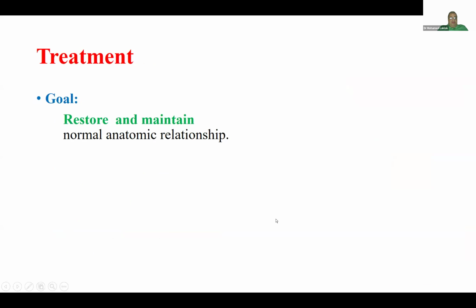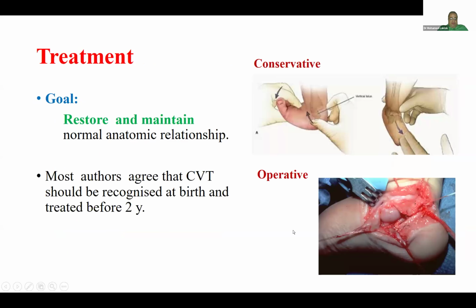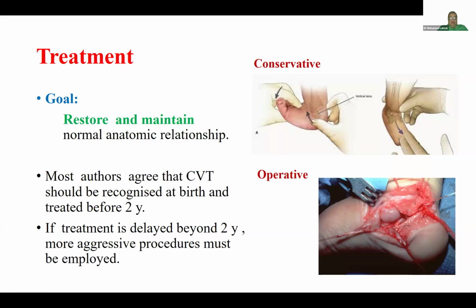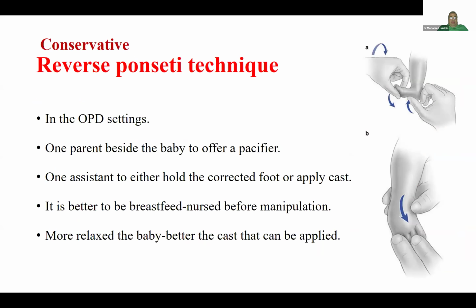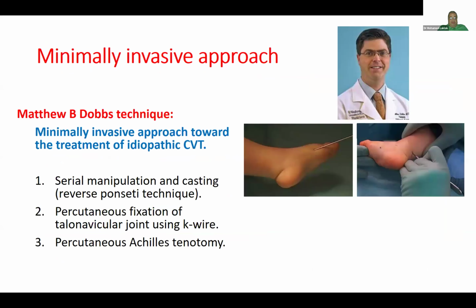Treatment of congenital vertical talus: the goal of treatment is to restore and maintain the normal anatomical relationship, either by conservative or operative treatment. Most authors agree that congenital vertical talus should be recognized at birth and treated before 2 years, but if it is delayed more than 2 years, we need a more aggressive procedure to correct this abnormality. Conservative treatment consists of the reversed Ponseti technique, and it is beyond the scope of our talk.